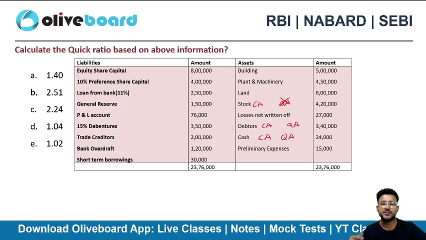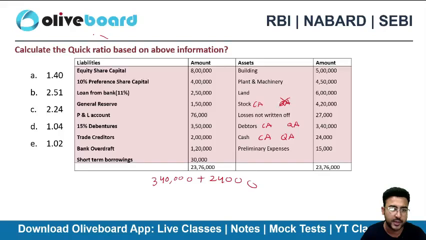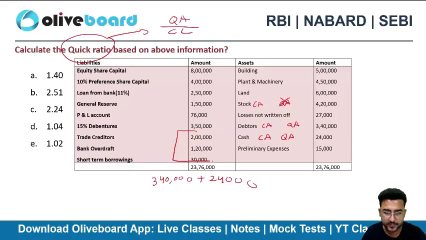Because I cannot forcefully sell my stock to someone, that's why it's not at all a quick asset. So my quick assets here will be 3,40,000 plus 24,000, right? So what is the formula to calculate quick ratio? Quick assets divided by current liabilities. So current liability will be the same one that we just computed.